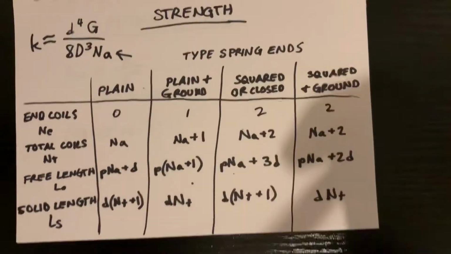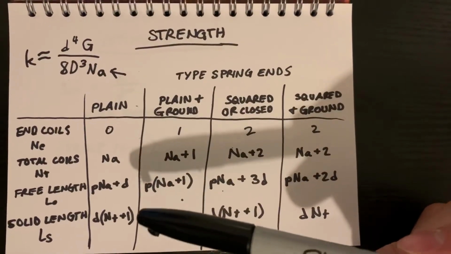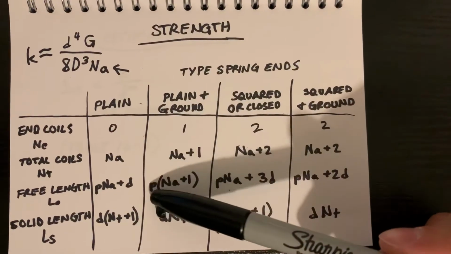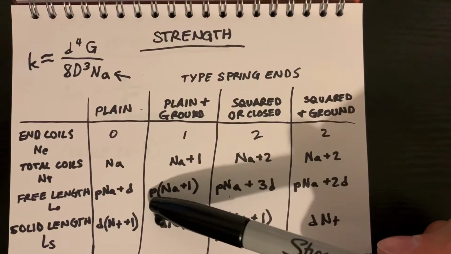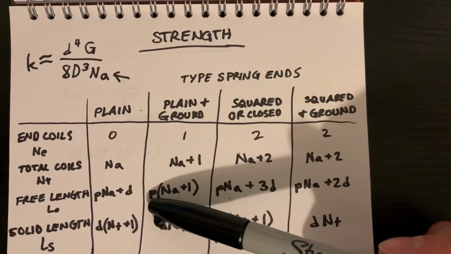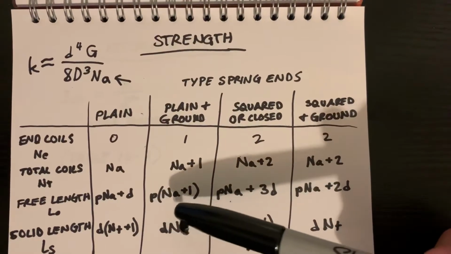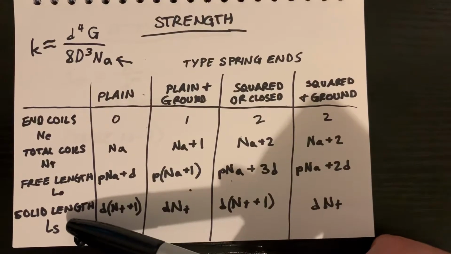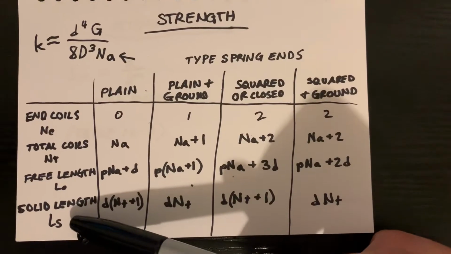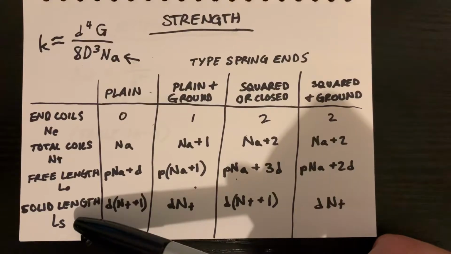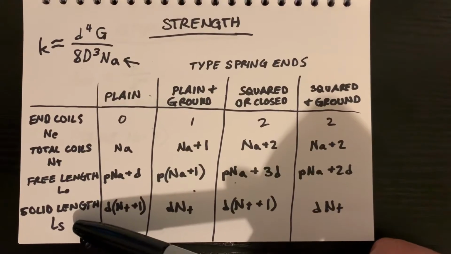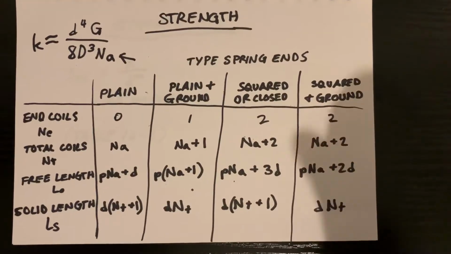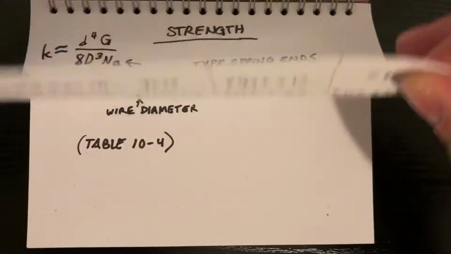So you would find N_A from that to plug into there to find your spring rate. We have the free length here. We've talked about the free length. For example, for plain and ground, it's P, which is the pitch, the distance between each coil, times N_A plus 1. Then you have the solid length, which is the length of the spring after it has been compressed with whatever the displacement is for the problem.